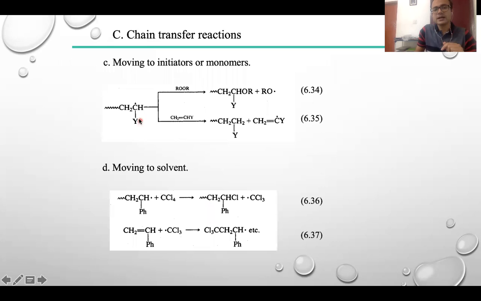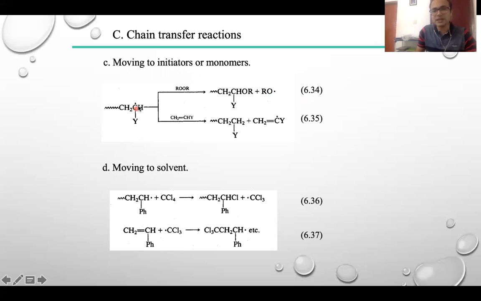Looking further, another way this chain transfer can happen is by transfer to the free radical initiator. Suppose peroxide is the example here. It will transfer this radical to the peroxide, and therefore you have homolysis happening to form an RO radical, and that RO radical will combine here to form a neutral species, and another RO radical is generated here, which can further activate a monomer and therefore continue the polymerization process.